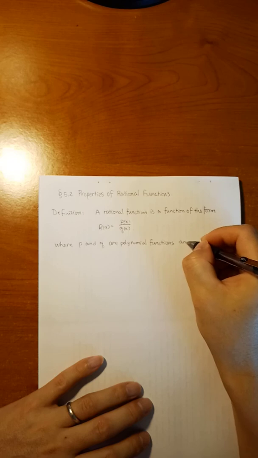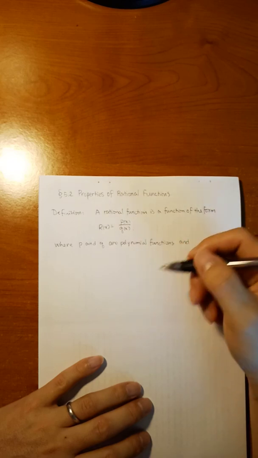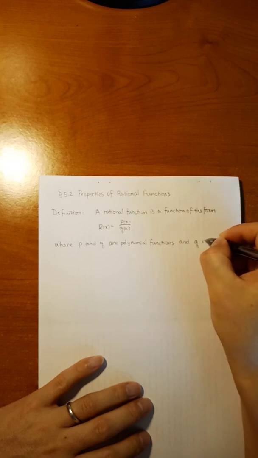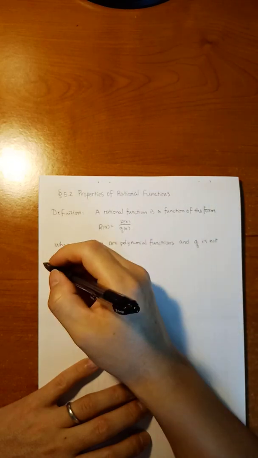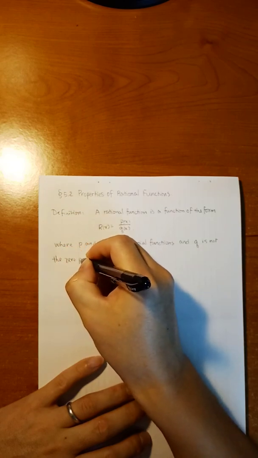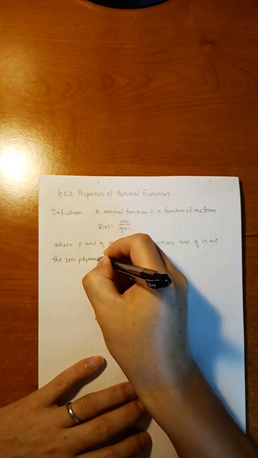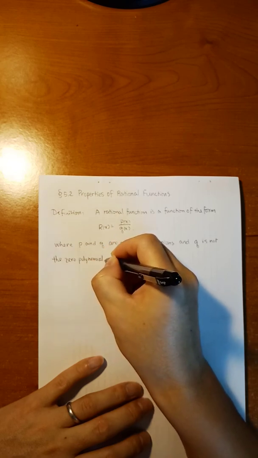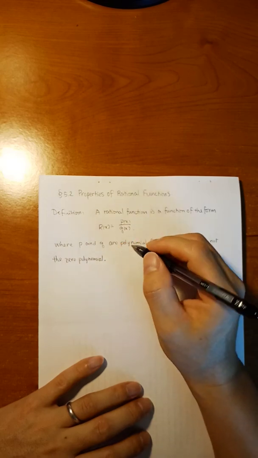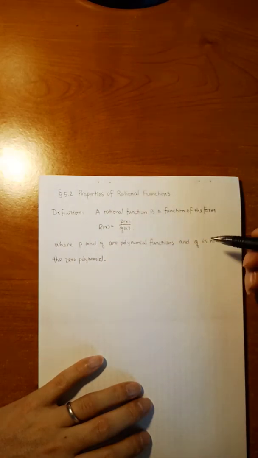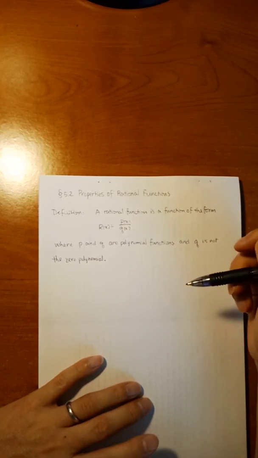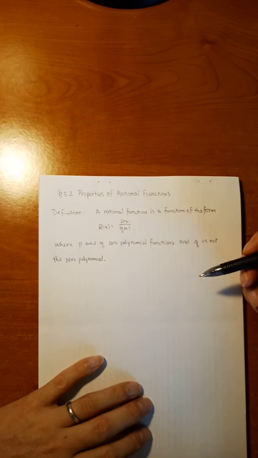And we know that 0 cannot be the denominator. So here q is not the 0 polynomial. It's a polynomial, but it's not constantly 0. Okay, so this is the definition of a rational function, a polynomial p over a polynomial q. Here, q cannot be a constant 0 polynomial.